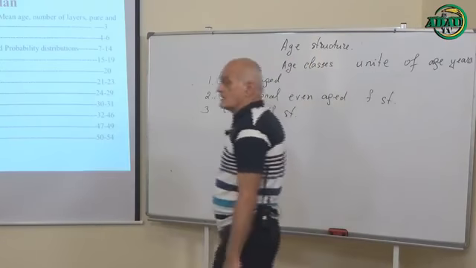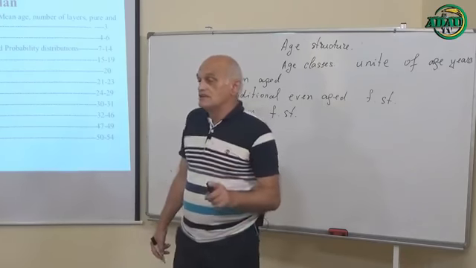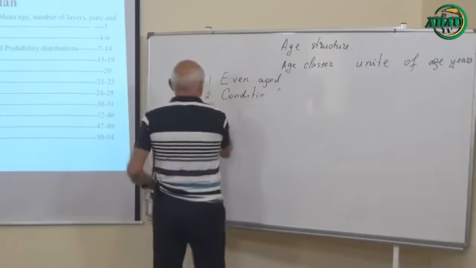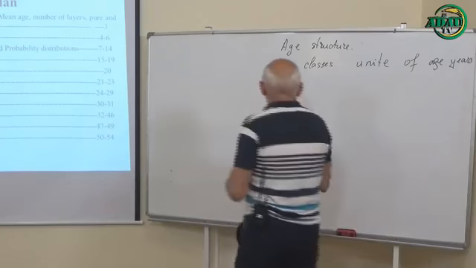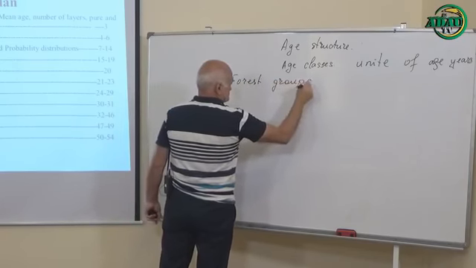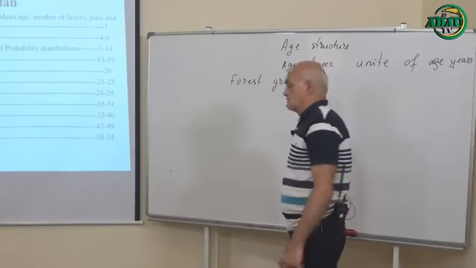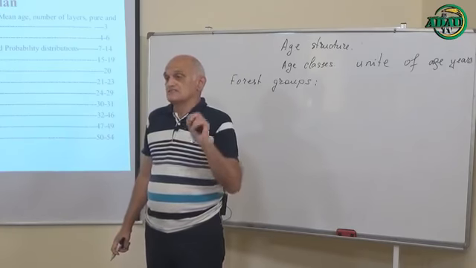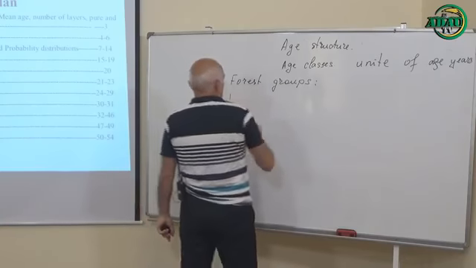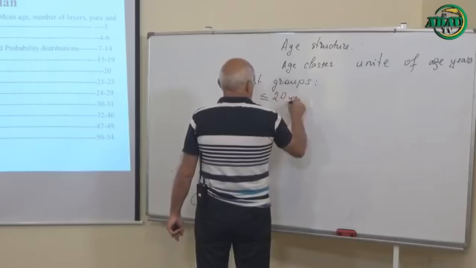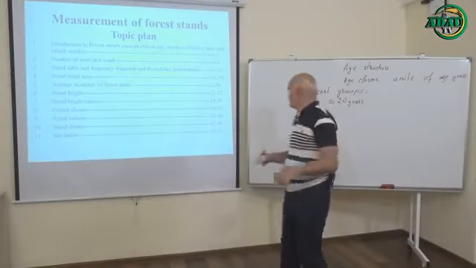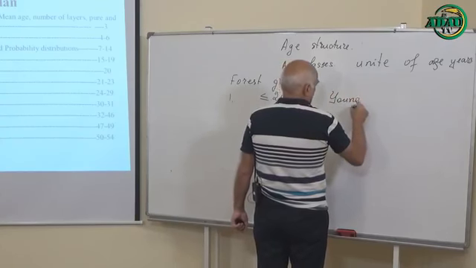The age structure of forest stands can also be represented by age groups of forest stands. The first one: if the mean age of the forest stand is less than 20 years, then such forest stands are always named young forest stands. Young forest stand.